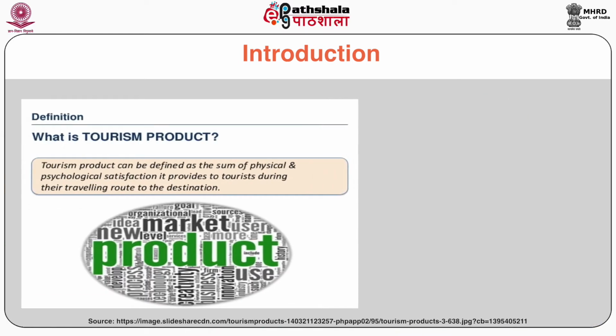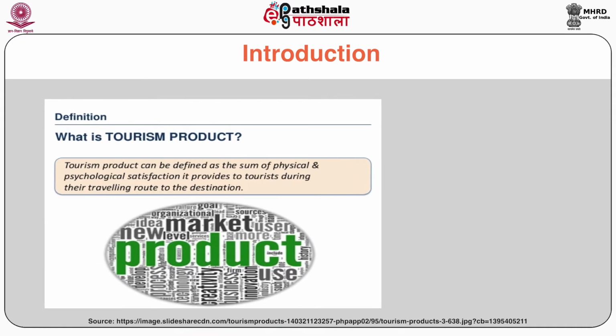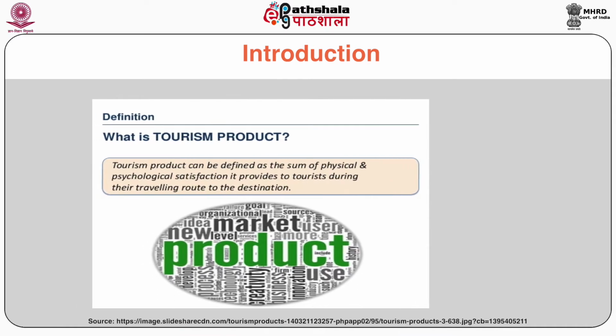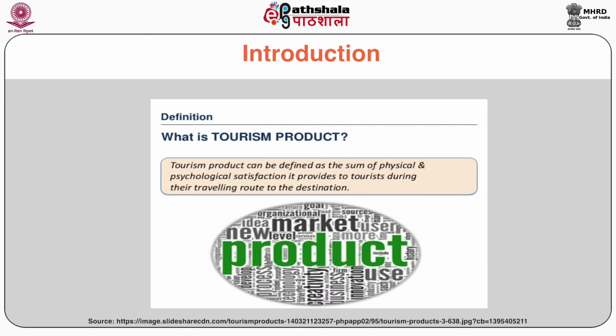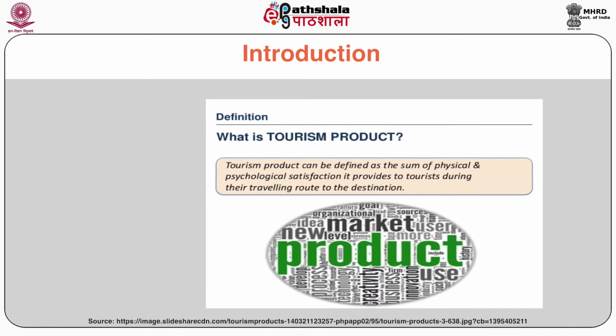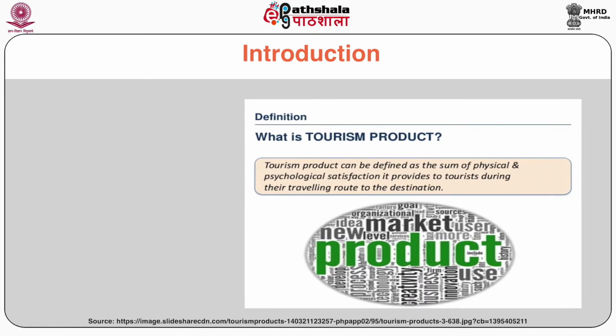Therefore, a product is anything which can be delivered to the market for acquisition, consumption or attention and is capable of satisfying a need or a want. The product in the tourism industry is different as the tourism industry is a service industry. It provides products that are nothing but experience and services.